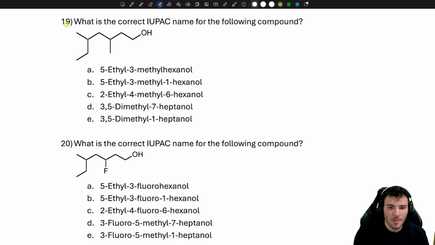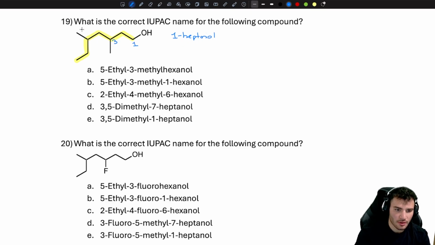What is the correct IUPAC name for the following compound? Let's try to find the parent chain. 1, 2, 3, 4, 5, 6, 7. And we want to put the hydroxyl on the parent chain. And obviously, it's going to be on a number 1 position, so we can say 1-heptanol. We end up with a methyl on the 3, a methyl on the 5. And so we end up with 3,5-dimethyl. So if we put the whole thing together, we end up with 3,5-dimethyl, 1-heptanol.